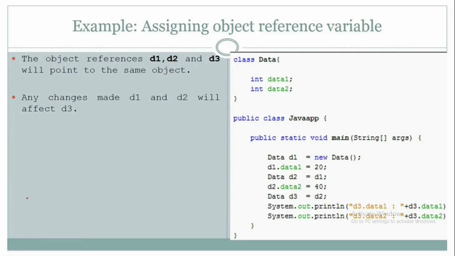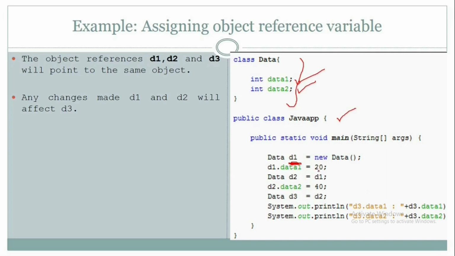Let me take a pen over here. As you can see, this is about class Data. In the class Data, we have declared two instance variables, that is data1 and data2. Here we have declared one more class called Java app, where the main function resides. And here this is d1. d1 is an object of class Data. Whenever an object is created, the compiler will allocate memory for it. That is, data1 and data2 will be a part of d1.